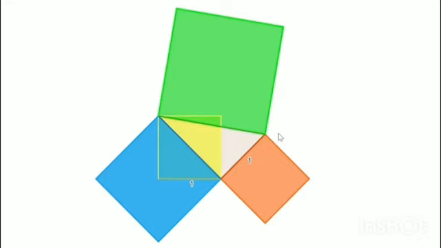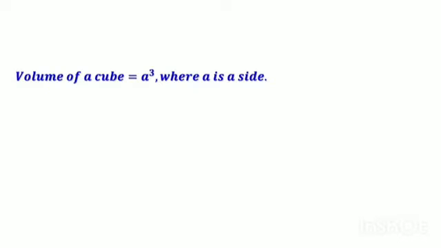Suppose we want to make a cube of volume 2 cubic meters. What should be the length of its sides? We know volume of a cube equals a cube, where a is a side of the cube. If the volume of the cube is 2 cubic meters, then the third power of the side of the cube must be 2. But the third power of any fraction is not 2. So the length of a side of this cube cannot be expressed as a fraction. Thus, there are many instances where we need lengths which cannot be expressed as fractions.